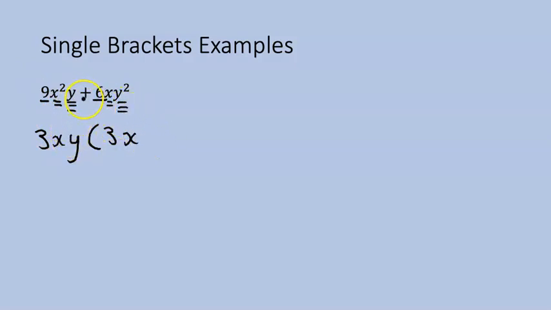I then write my plus sign here. 6 divided by 3 gives me 2. X divided by x gives me 1. And y squared divided by y gives me y. So I just write y. And then I close my bracket. And that's how you do it with the single brackets.